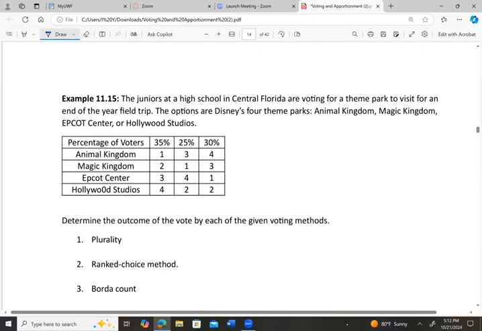So here we have the juniors at a high school in Central Florida voting for a theme park to visit for an end-of-year field trip. The options are Disney's four theme parks: Animal Kingdom, Magic Kingdom, Epcot, or Hollywood Studios. Determine the outcome of the vote by each of the given voting methods. Plurality, so who has the most first place votes? Well, right there, 35%. Animal Kingdom.